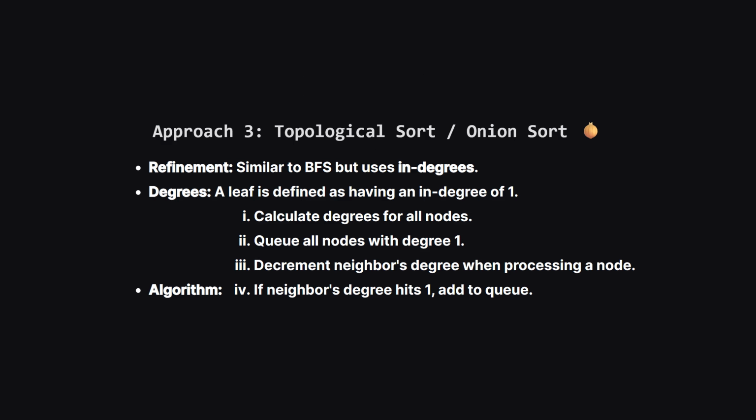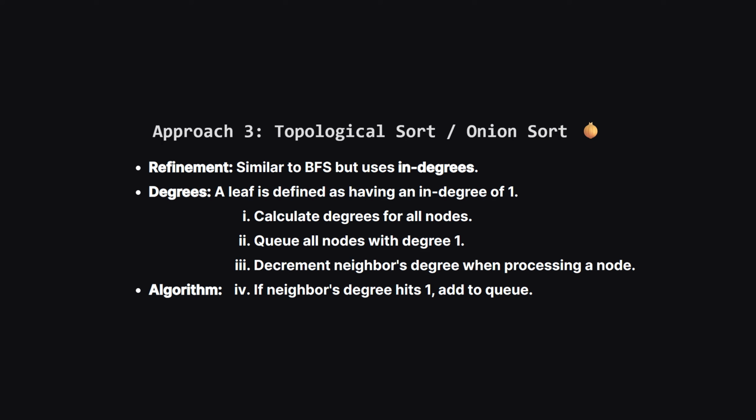Building on the BFS idea, we can make it slightly more formal using topological sort. This is often called onion sort for trees. Instead of modifying the graph structure heavily, we just track the degree of each node, which is just the number of connections it has. Leaves have a degree of 1.